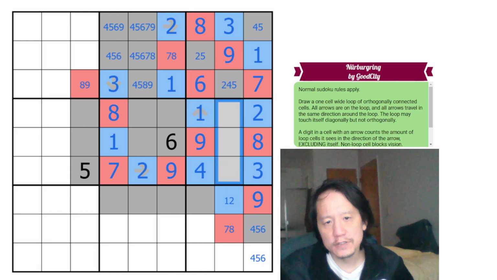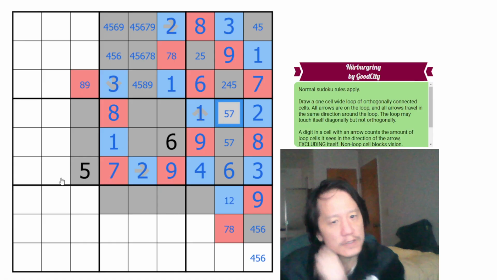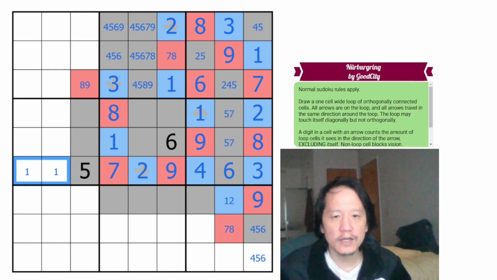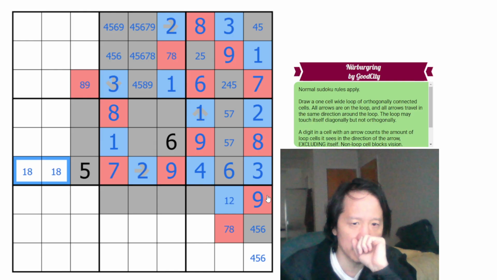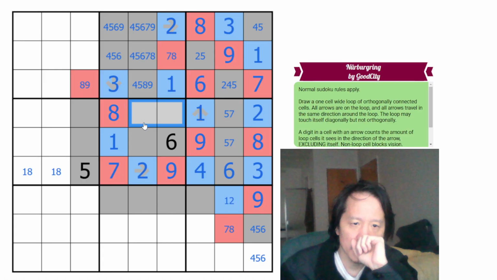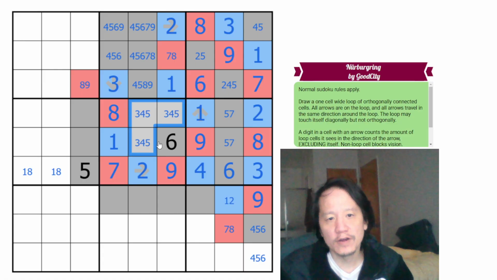So this is 5, 6, and 7. This can't be 6. This can't be 5 or 7, so this must be 6, which means this can't be 6. This has to be 1 and 8. This becomes 3, 4, and 5.